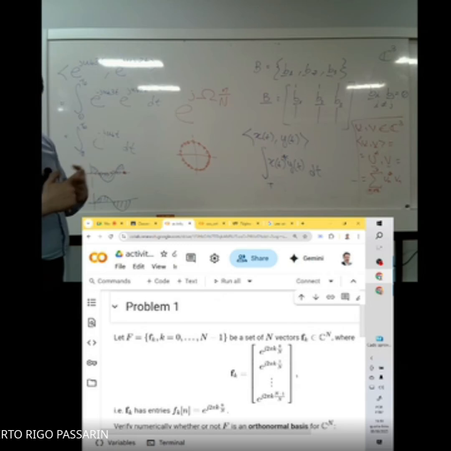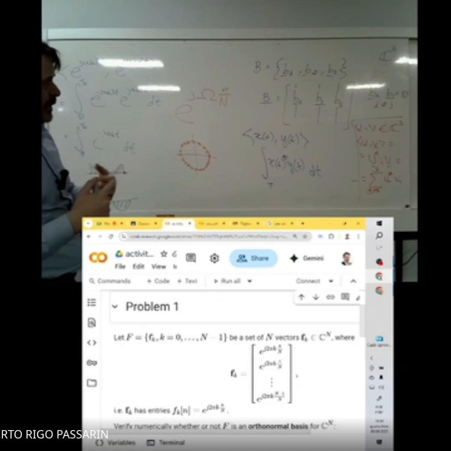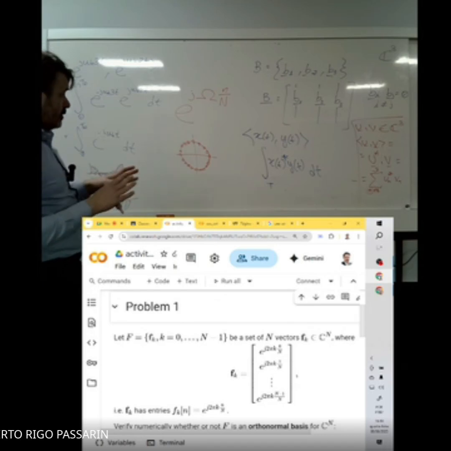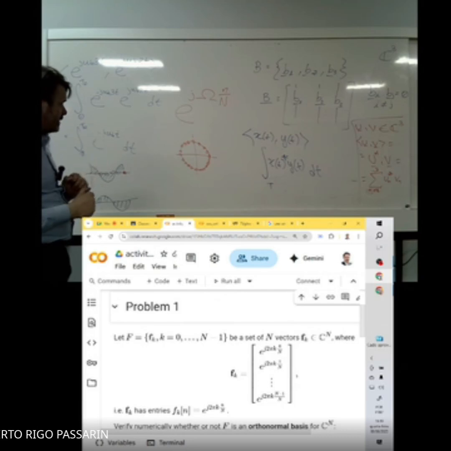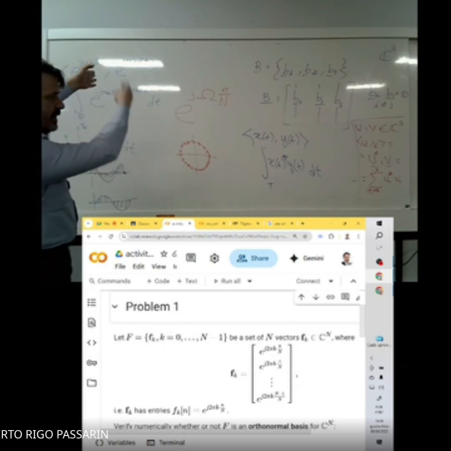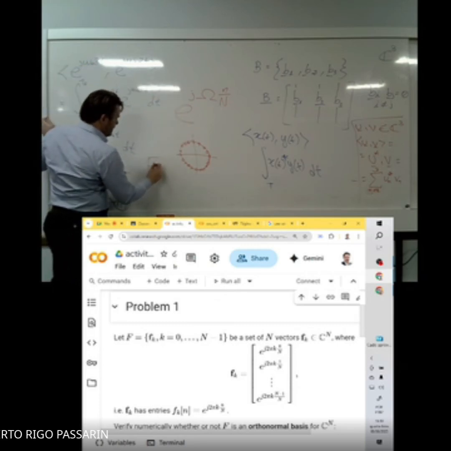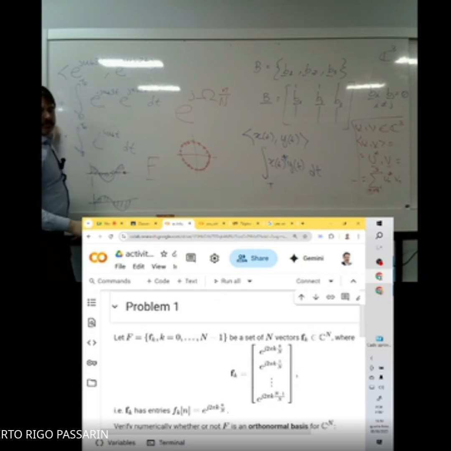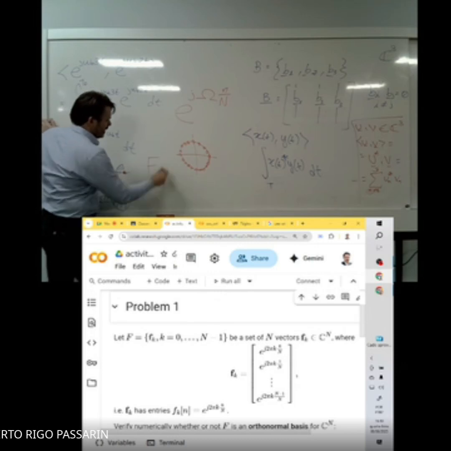Inner products of each combination should be 0 when i is different from j, right? When I'm not doing the inner product with the vector itself. So you can do a for loop, two for loops, or there's an interesting way of doing this. You create a matrix F where each f_k is a column, and then you vectorize, you make a very quick set of inner products.